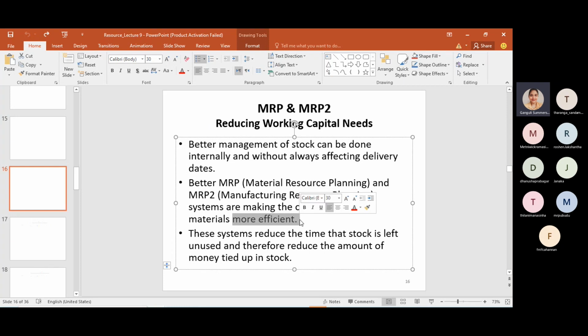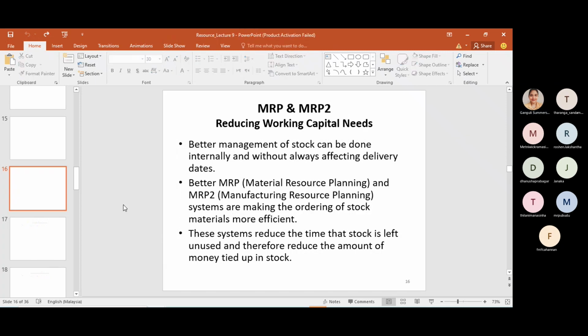Okay, so you can order the amounts which are needed. You don't have to order your stock materials unnecessarily. You can order the amounts which are actually needed for the production. So better MRP practices is another strategy that you can follow to reduce your working capital needs.